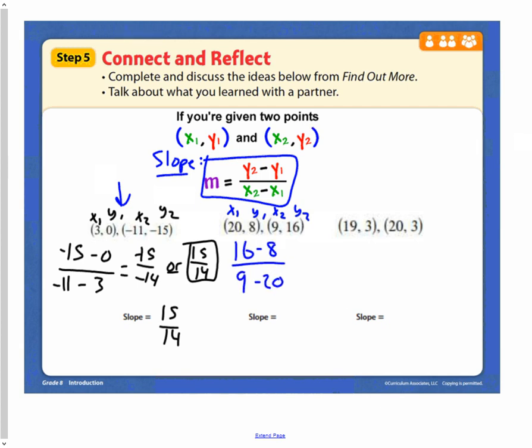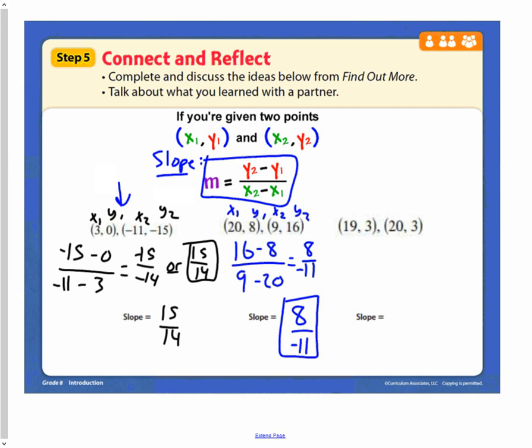If I subtract, I get 8 over negative 11. So you go up 8, and then you go back 11. So my slope is actually a negative slope. It's 8 over negative 11, or just negative 8/11.